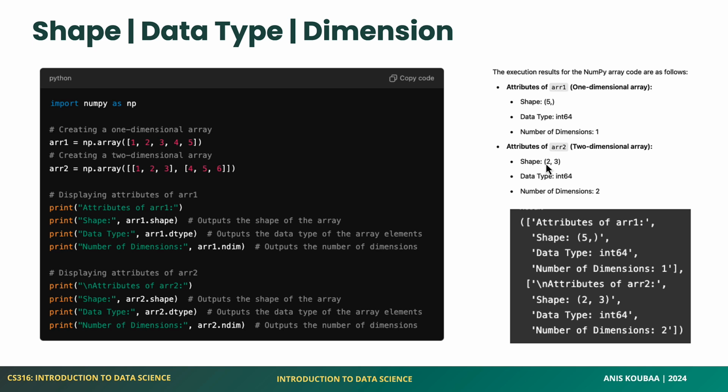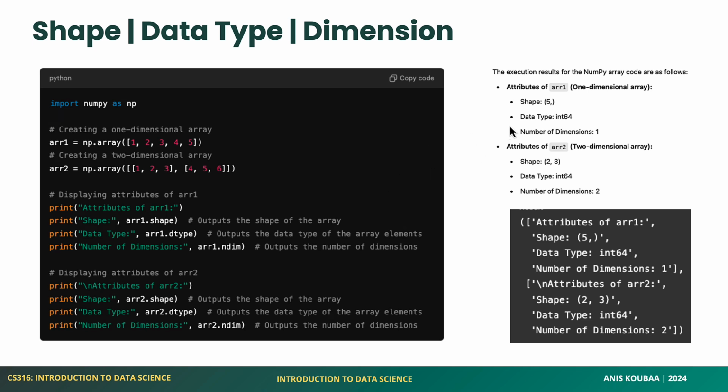So the shape of a two-dimensional array will be the number of rows first. We have 2 rows here and 3 columns. This is the first row, this is the second row. So .shape can capture the shape of a particular array. And here we have a one-dimensional array with only 5 elements.